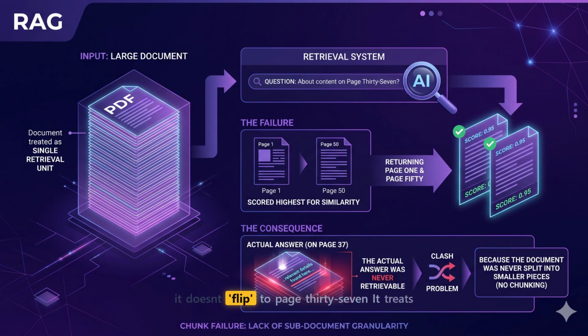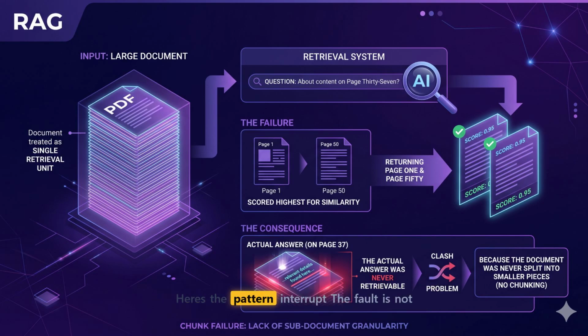It doesn't flip to page 37. It treats the whole 50 pages as one single block. As the flow indicates, it searches the entire block at once. And since the start of a document, introduction, and the end, conclusion, often hold the most common general terms, guess which pages are most similar to a general text chunk search. Page 1 and page 50. Those two icons are pulled as highest for similarity.